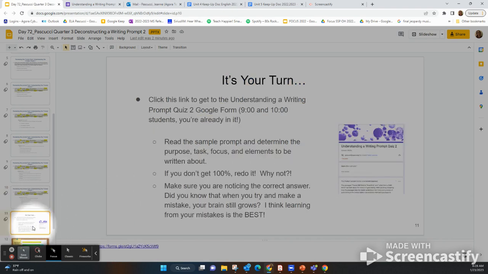All right, now it's your turn. I'm going to give you the link in class, or this will be on the class announcements or the plan, or I'm going to email it to you guys too. You're going to get in and do the same thing with a new prompt. Purpose, task, focus, and elements to be written about. If you don't get 100, just redo it over and over. I don't care how many times you take it. Make sure you're noticing what the correct answer is. It gives it to you.